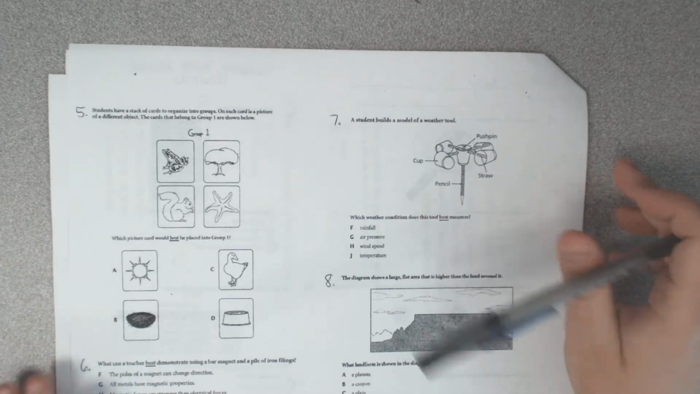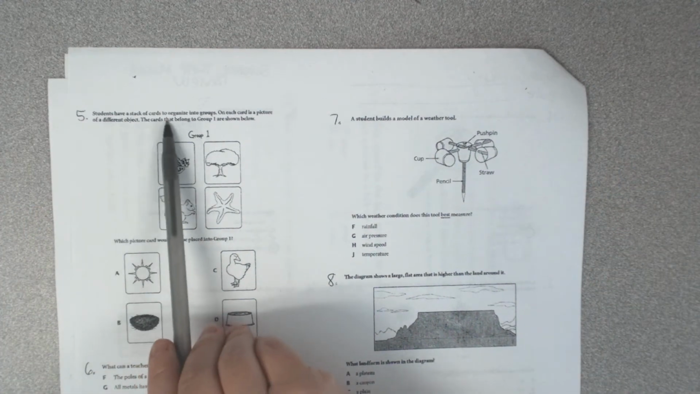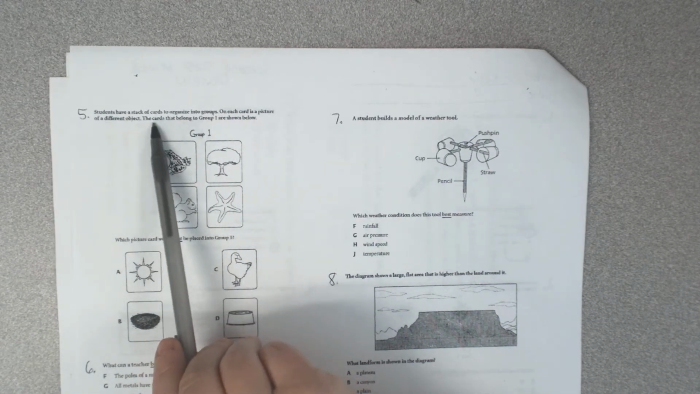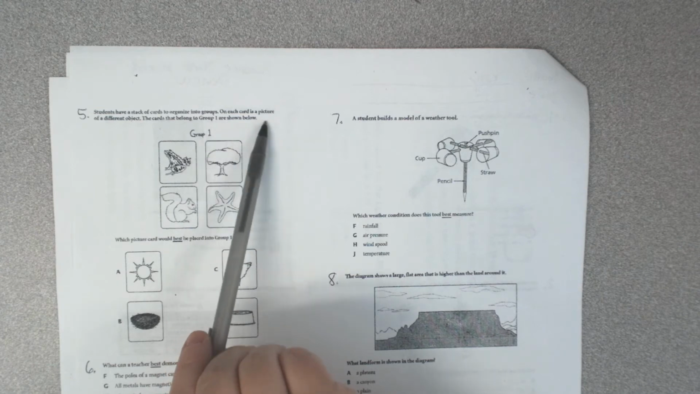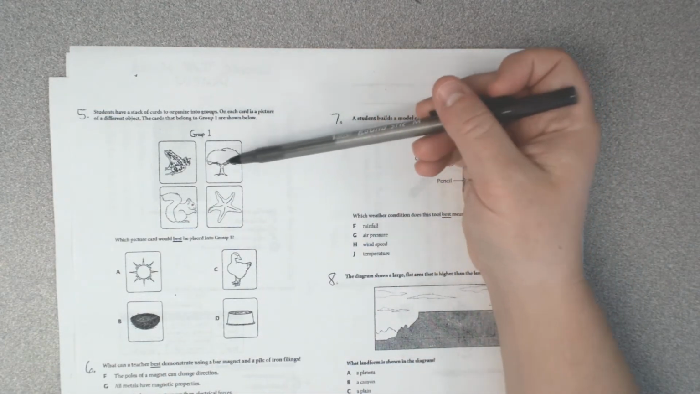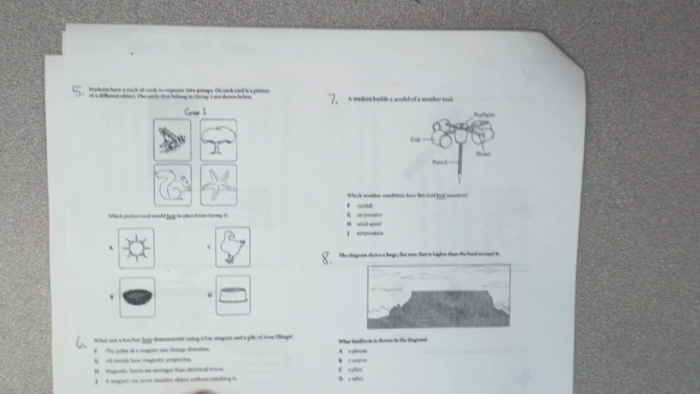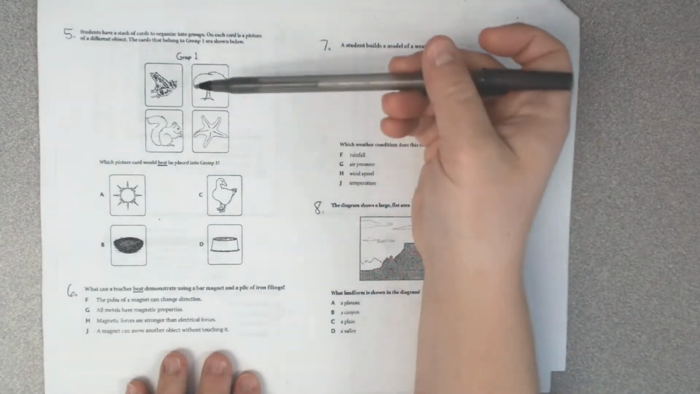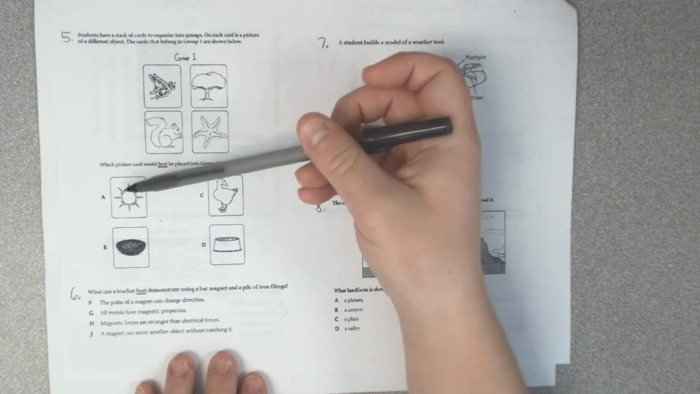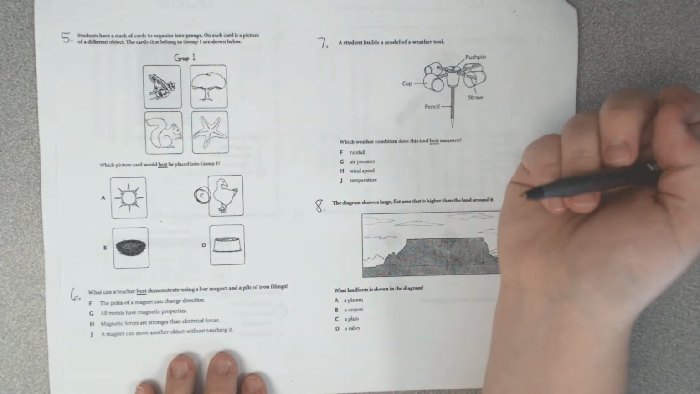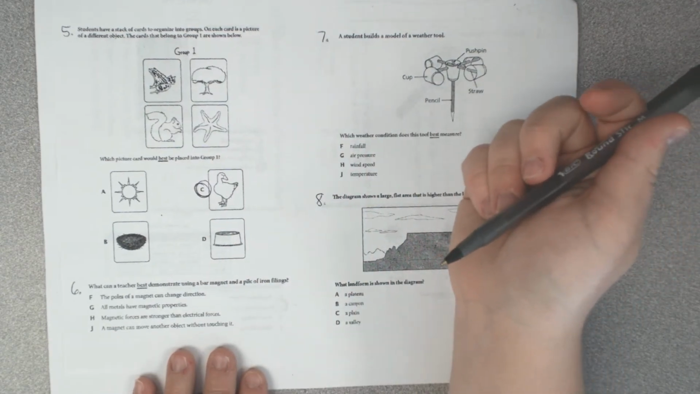Alright, the next slide is number 5. It says students have a stack of cards to organize into groups. One of these cards is a picture of a different object. The cards that belong in group 1 are shown below. So here's group 1. I've got a frog, a tree, a squirrel, and a starfish. Which picture would be placed in group 1? The thing that I noticed about all of these things in group 1 is that they are living, right? So which one of these are living? Well, a duck. So that one would go in group 1.